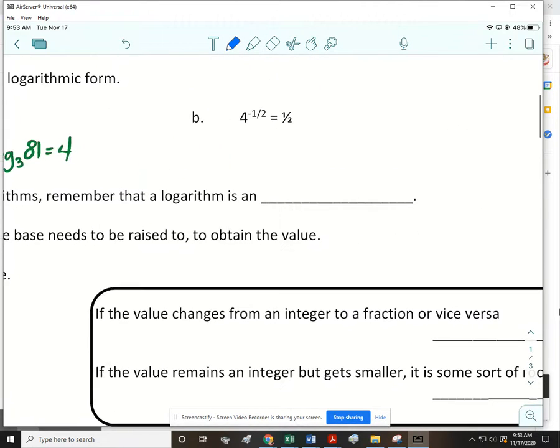Okay, and same thing on B. So we start with the word log, and then we can do the loop if you like the loop. So log base 4 of 1/2 equals -1/2.